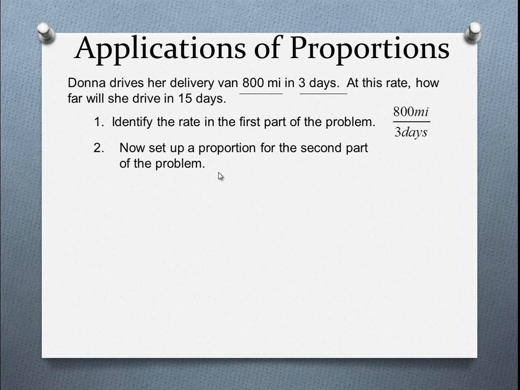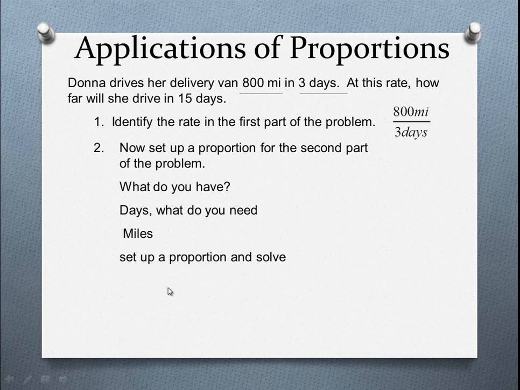I need to identify in my second part what is missing. Well, what do I have? I have days. What do I need? The miles. So when I set up my proportion, I need to set up miles with miles and days equal days. So my proportion should look like 800 miles in 3 days is how many miles in 15 days.